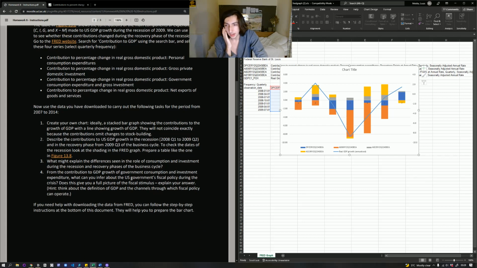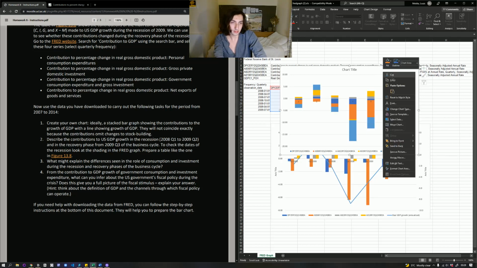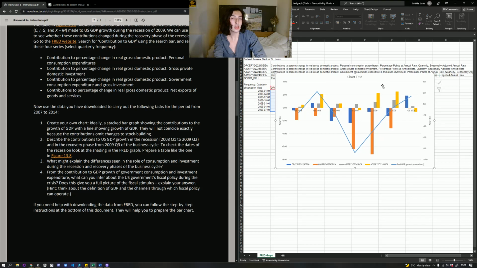All right, now let's look at the actual questions. Describe the contributions to US growth in the recession and the recovery in phase 3. Prepare a table like the one in figure 13.8. Let me go back to the one I had previously, because it's a little easier to explain the contributions. Essentially the recession period is from quarter 1, 2008 lasting until quarter 2, 2009. And then the recovery period is quarter 3. We also have to prepare a table for this.